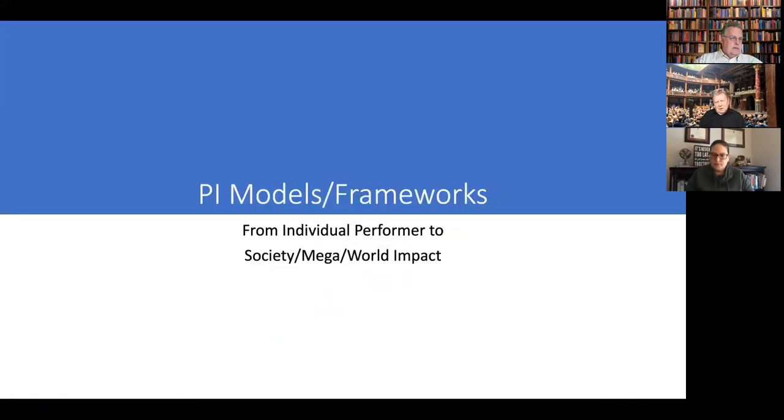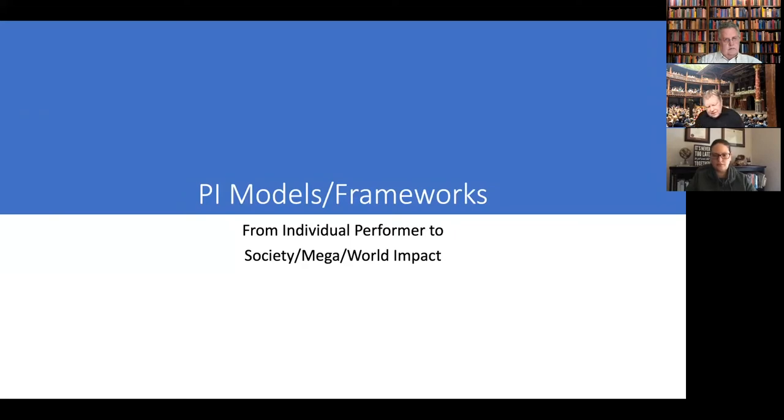Okay, then we came up with performance improvement models or frameworks. And I like the word framework rather than models because I think it just expands our thinking around it. So we went from the frameworks that dealt with individual performers to frameworks dealing with society, omega, and the world.